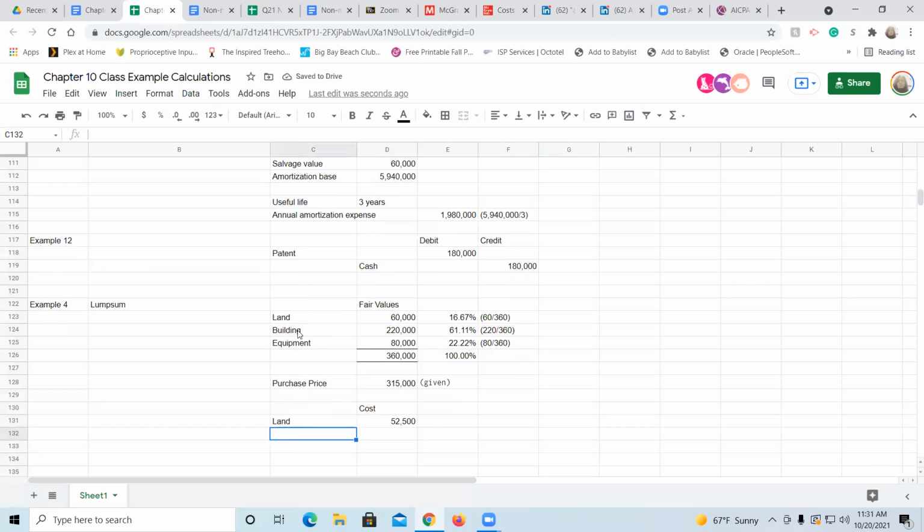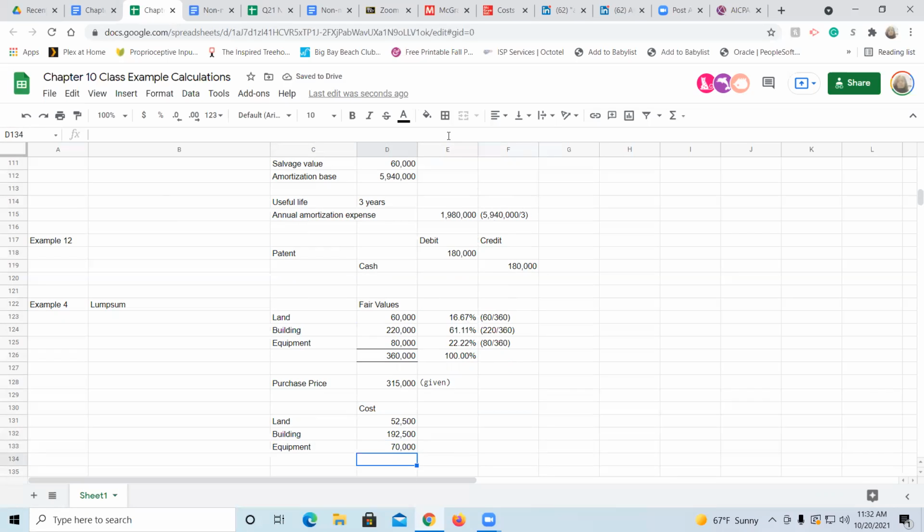Buildings and equipment. Right, we go through a similar process. We say 315,000 multiplied by the percentage relative fair value, 192,500. Right, and then the last one is the equipment multiplied out with its percentage is 70,000.